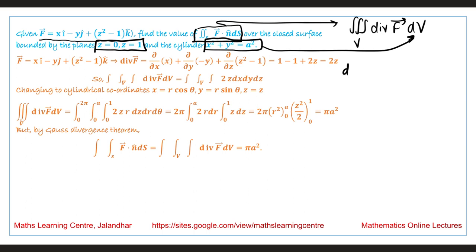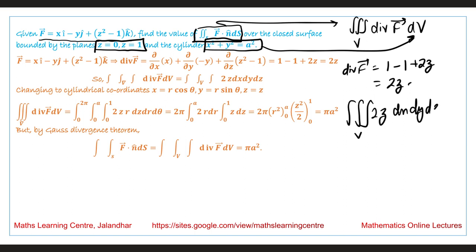Now if we calculate the divergence of f vector, the value we have is ∂/∂x giving 1, then minus 1, then plus 2z. So we get it equal to 2z. So we have to evaluate the triple integral over the volume V of 2z dx dy dz, where this volume V is the cylinder x squared plus y squared equal to a squared, z equal to 0, z equal to 1.